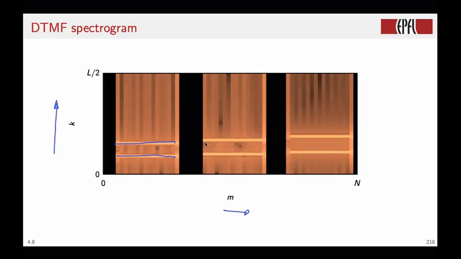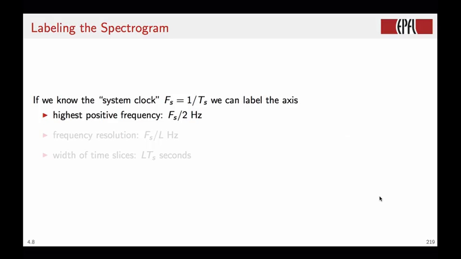And so in the plot we have shown at the same time both the time information, we have a good estimation of where each digit begins and ends, and the frequency content that is associated with each digit. So we can read this picture and find out that the digits were 1, 5, 9 in sequence. If we know the system clock for the signal or the sampling rate, we can label the axis in the same way we did for the DFT.